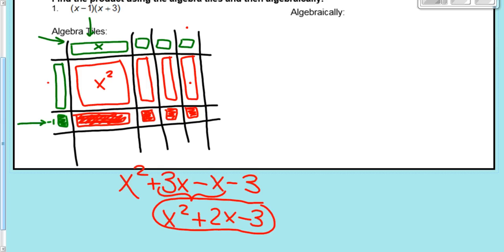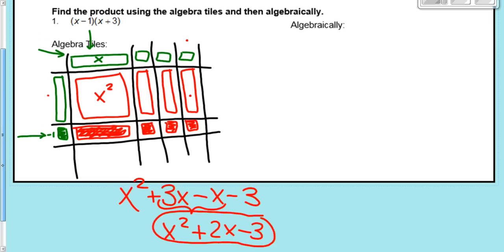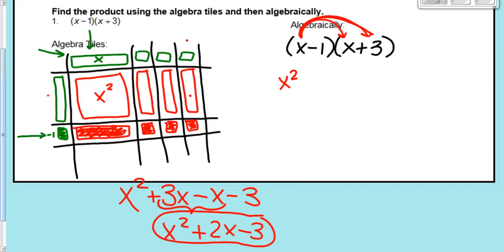Okay, so let's see how this works out algebraically. This is kind of the weirder part. I'm going to rewrite my problem. X minus 1 times x plus 3. And I'm still going to distribute, just like we did yesterday. However, I'm kind of going to double distribute. I'm going to distribute everything. So this x, let's just pretend it's by itself. I'm going to multiply it times the x and times the 3. So what is x times x? Well, x squared. What is x times the 3? Well, 3x. And it's all positive.